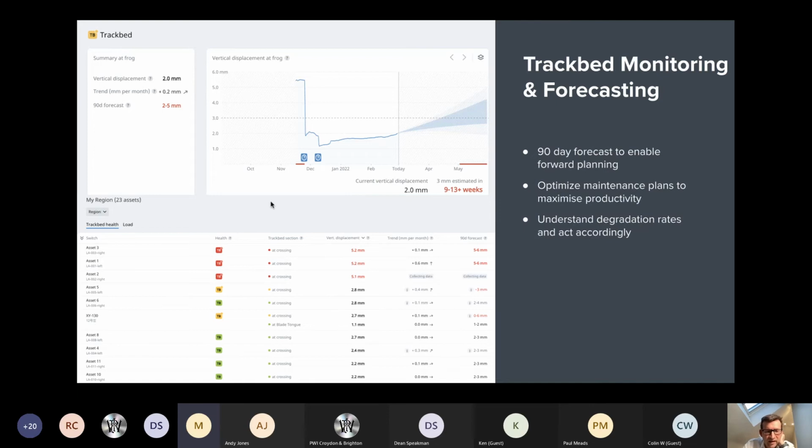We can see that there's a dashboard for all the assets, so you can see which have got a red health status. Red is it exceeds the threshold, amber is it's trending towards the threshold, and green is that it's within threshold and will remain within threshold for 13 weeks. So it enables section managers and so on to know where to prioritize their efforts in a nice simple format, and that helps them to optimize maintenance plans as well.